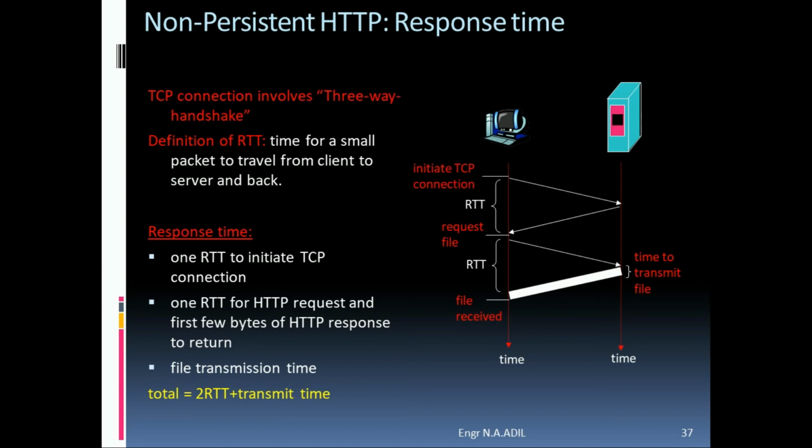You can see on the right side in the image, initiating the TCP connection and getting the response consumes 1 RTT. Requesting the file and getting it back consumes another RTT. So the whole time is 2 RTT plus the transmission time when the server transmits the file to the client.